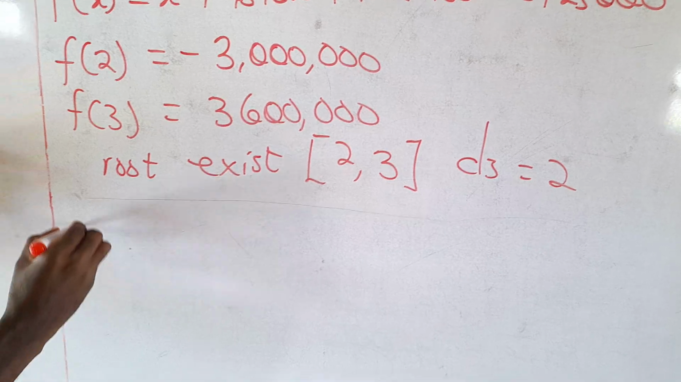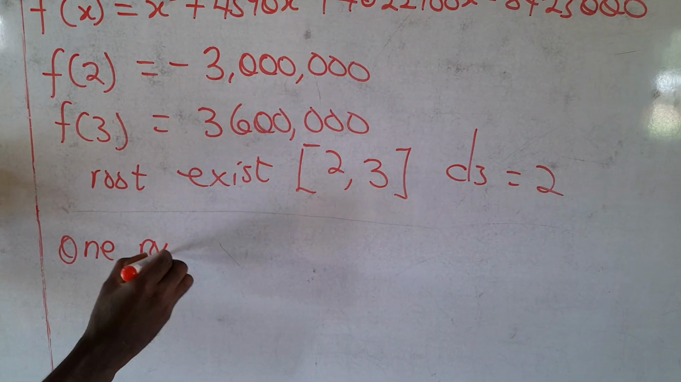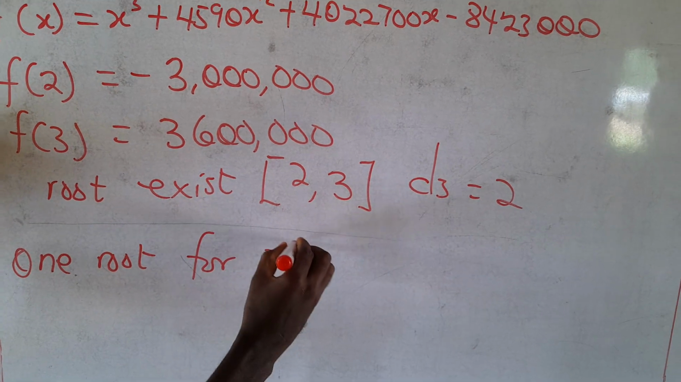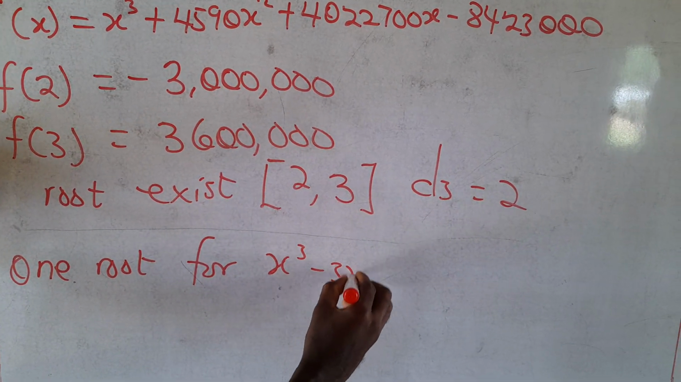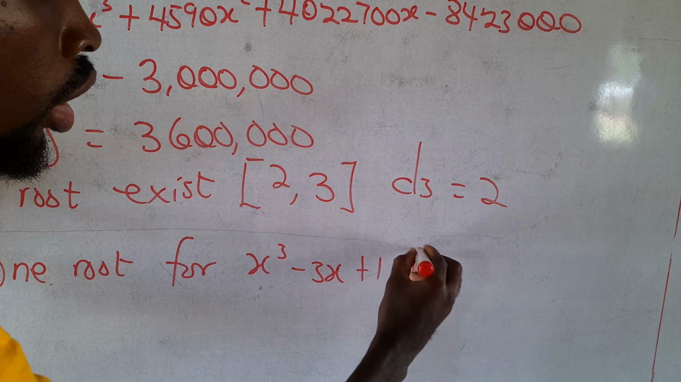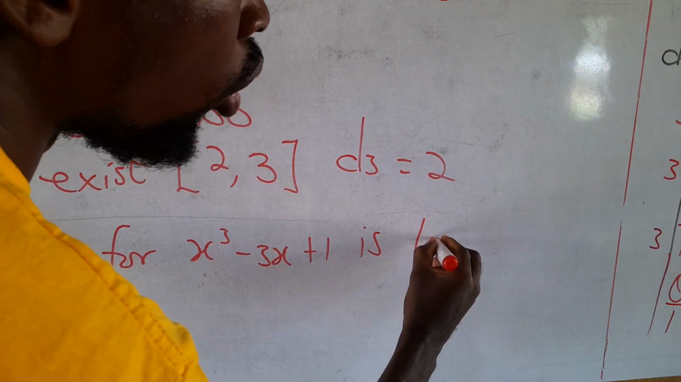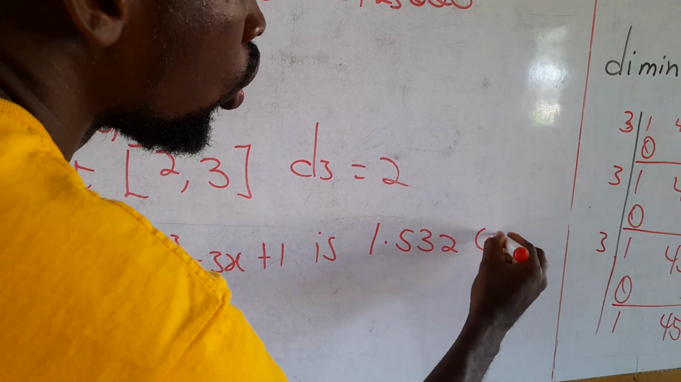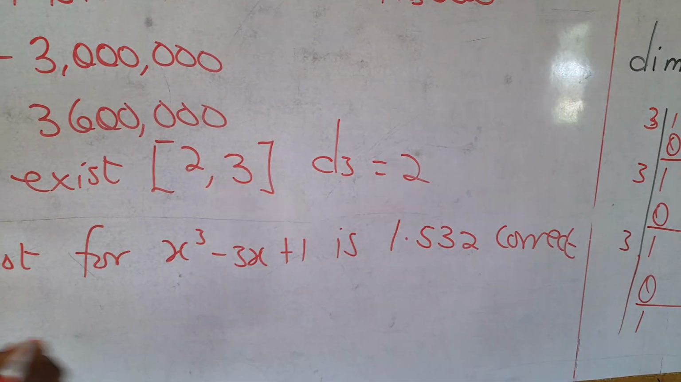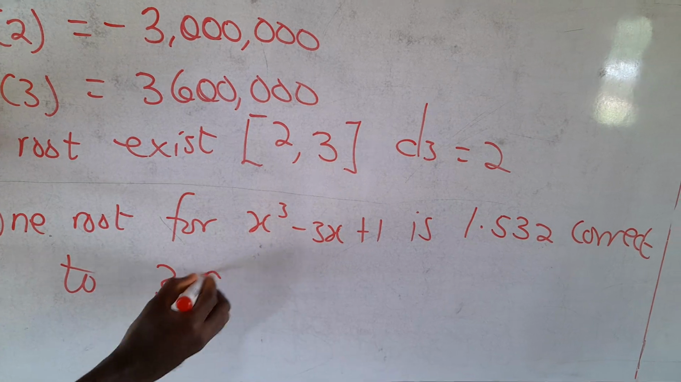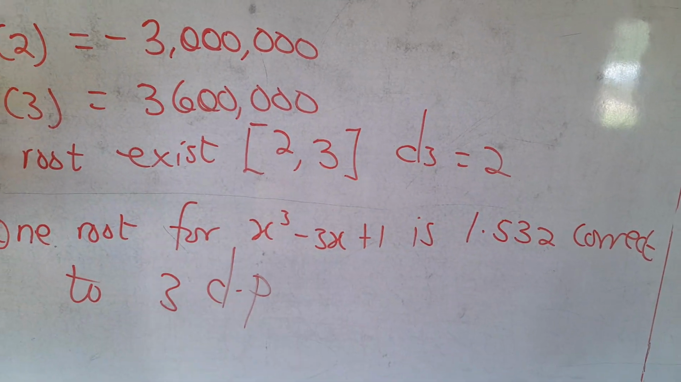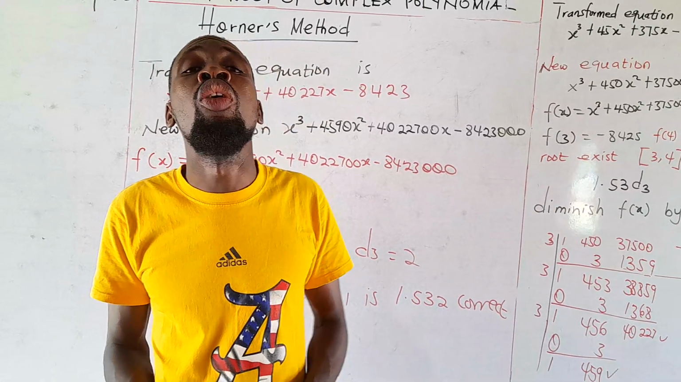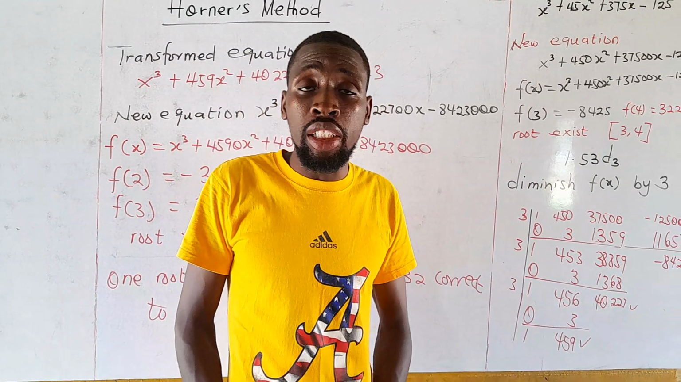So one root for the polynomial x cubed minus 3x plus 1 is 1.532, correct to 3 decimal places. I hope you get that. This is all about the Horner's method. Very, very interesting. You practice more, you become used to it. We'll end it here today.